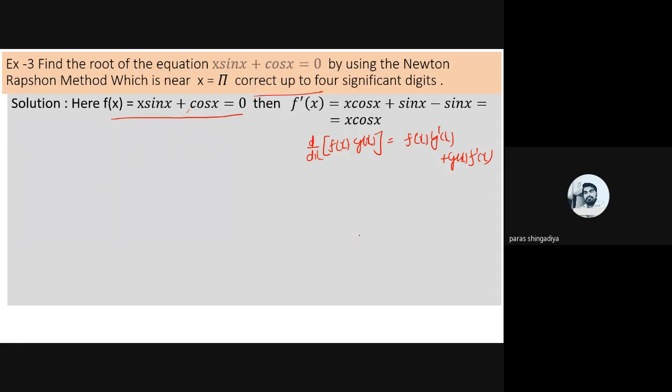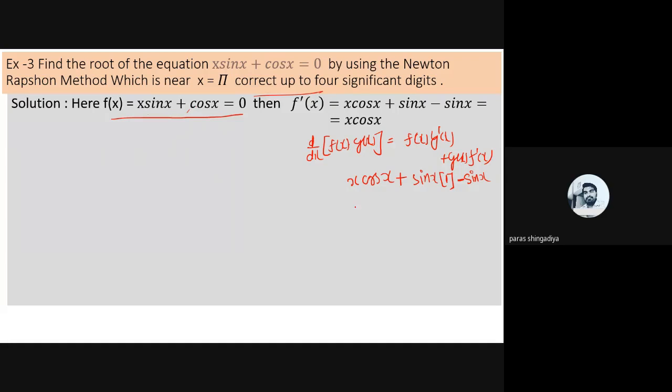So it will be x into cos x, x as it is and the derivative of sin, that is cos x, plus sin x as it is, and the derivative of x with respect to x, that is 1. The next term is cos x. What is the derivative of cos x? That is minus sin x, clear.